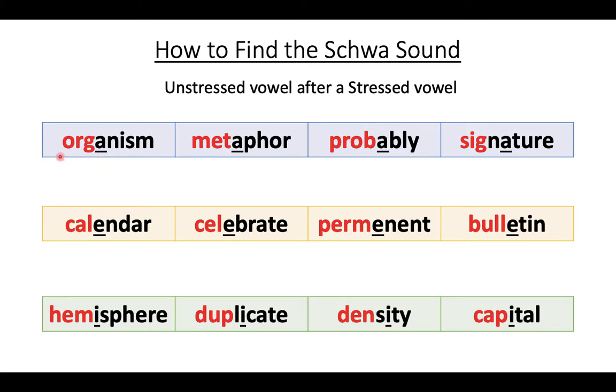So for example, I will say this word, organism. Did you hear how I pronounced the beginning part a little bit longer? And then this was a schwa sound. So listen again. Organism. This is not correct, organism. It's organism. So I'll say the word and then you repeat.